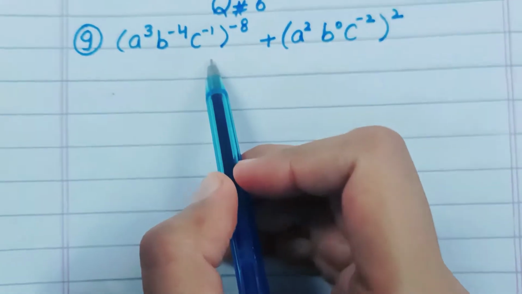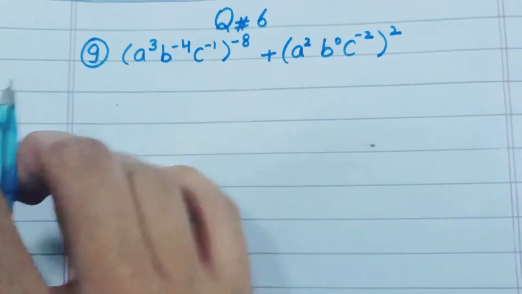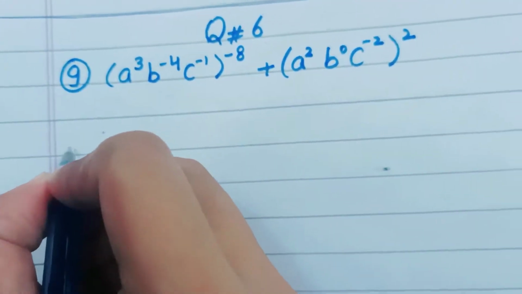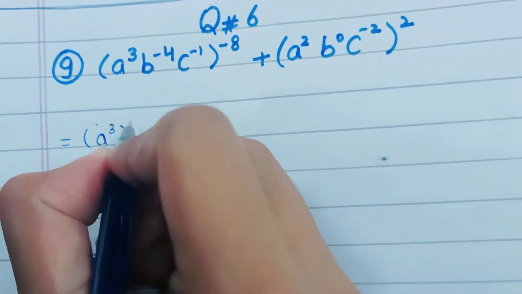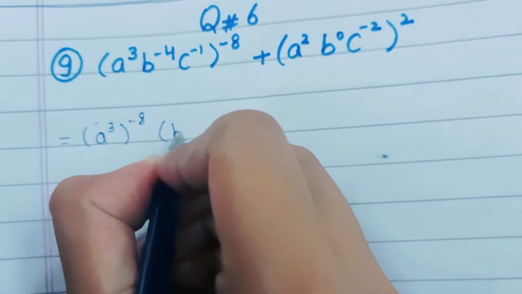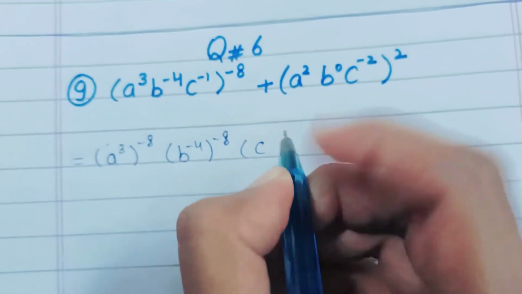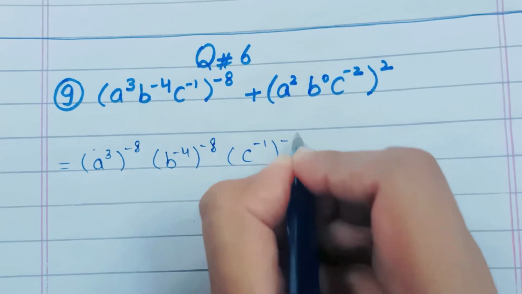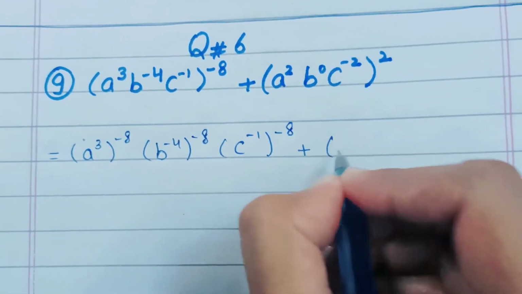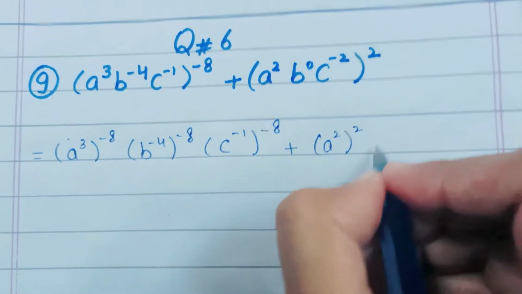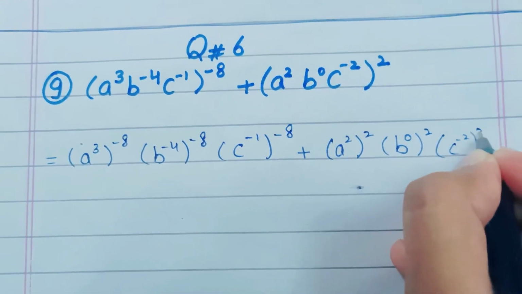So this is our G part. First of all we will separate the power of individual terms. In our first step we will separate all the powers: a cube whole power minus 8, b minus 4 whole power minus 8, c minus 1 raised to power minus 8, plus its power is 2, so a square whole square, b raised to power 0 square, c raised to power minus 2 square.